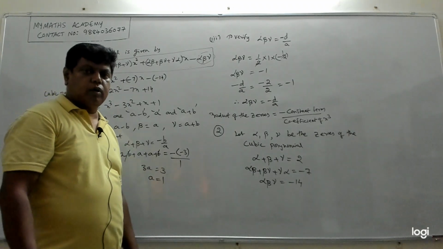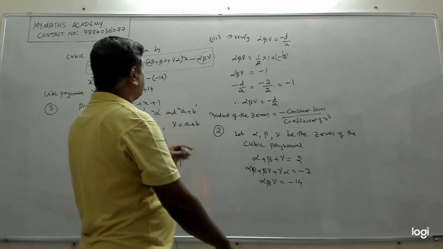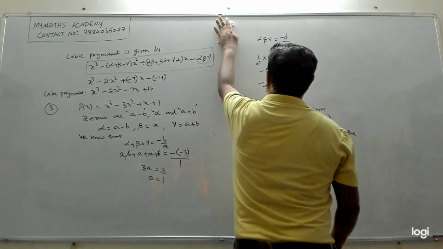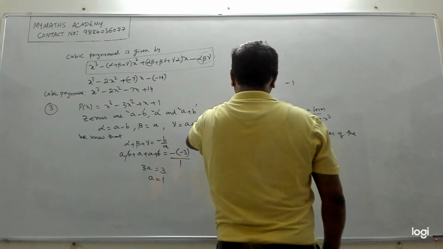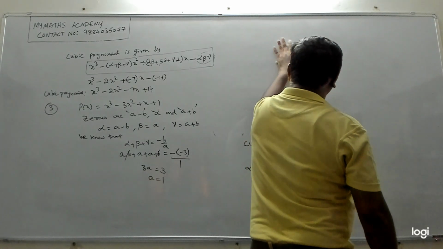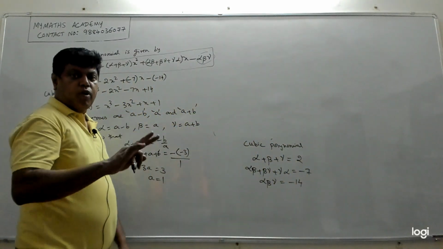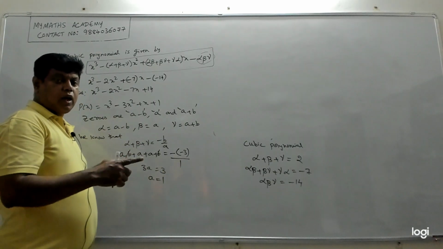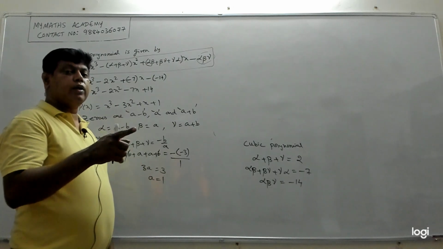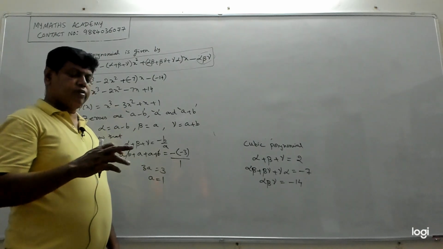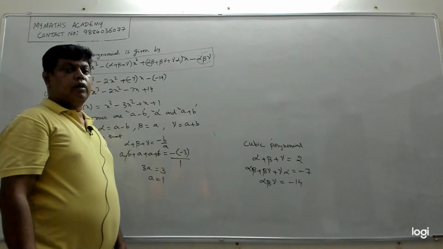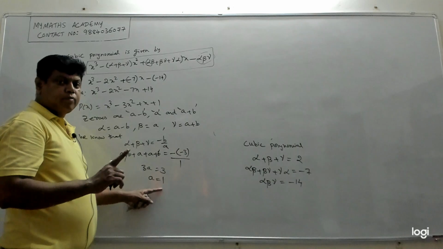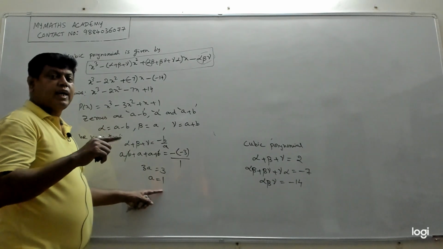So we have found a. Now we need to find b. So we have to use the next relationship. Either we can take the sum of the product of the zeros taken 2 at a time, or the product of the zeros. We have 3 formulas for the relationship, and these are the 3 things we have to verify. This is the first one. The second one is alpha beta plus beta gamma plus gamma alpha equal to c by a. Third is alpha beta gamma equal to minus d by a. So we'll take the third one, because we have found a and we need to find b only.